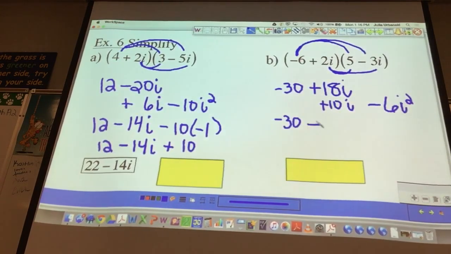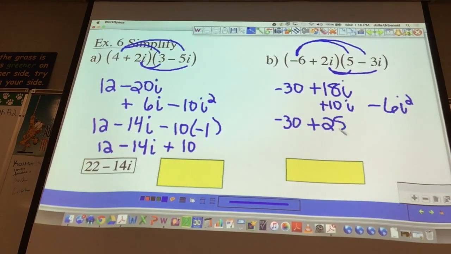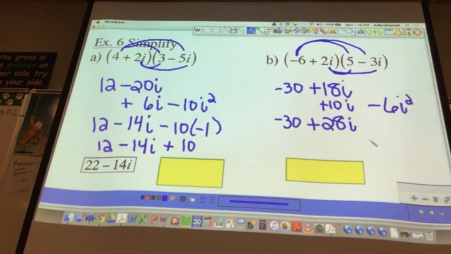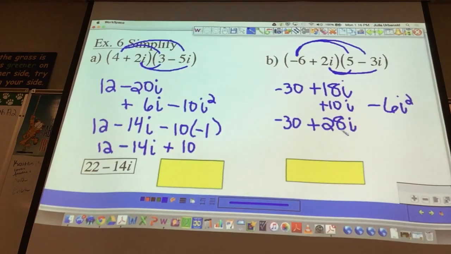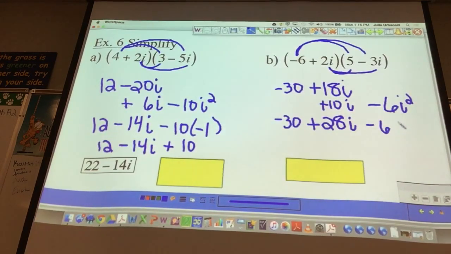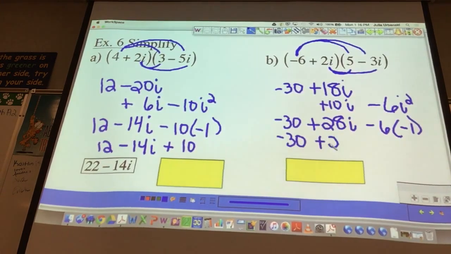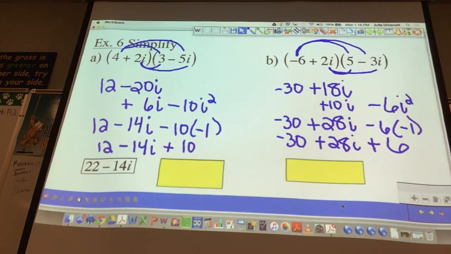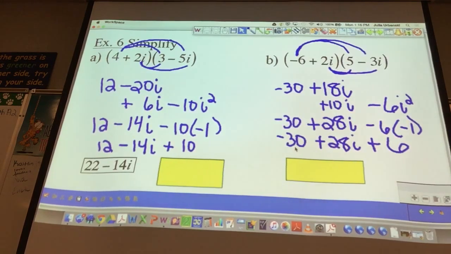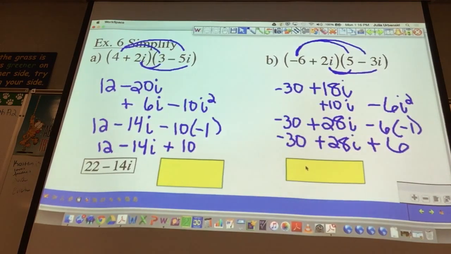This turns into 28i. You're just combining. You're not changing the i. You're changing the coefficients. Minus 6 times i squared, which is negative 1, means what you're dealing with is negative 30 plus 28i plus 6. So what do we have? Negative 24 plus 38i. Good.